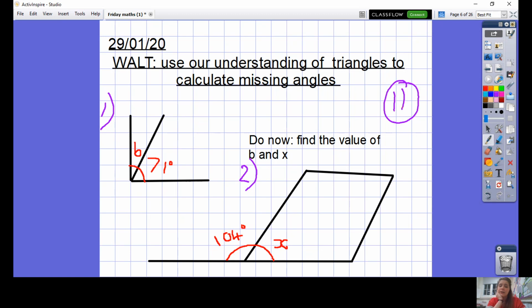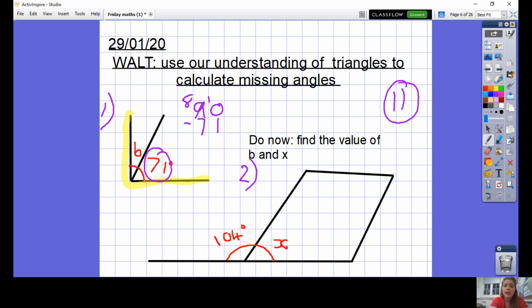Okay, if you haven't yet done the do now questions, you need to pause the video and have a go at them because I'm about to go through the answers. For question 1, I need to identify my whole. That's a right angle, and I know a right angle has 90 degrees. I'm now taking away what I know, which is 71 degrees.